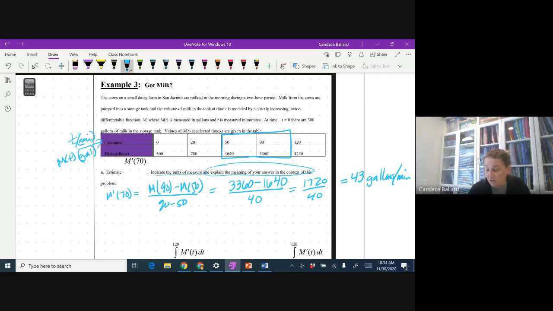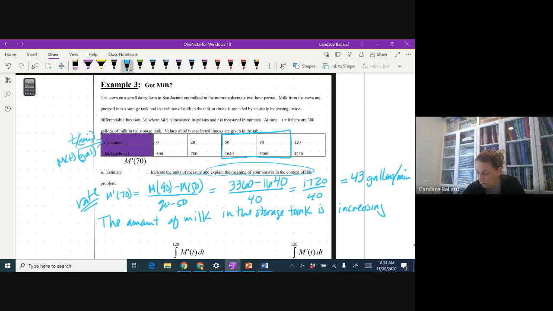So this is the wording that I would use. The amount of milk in the storage tank, because it's a positive number, and this is a rate, right? This was a rate. We would say that it's positive and it's a rate. It has to be increasing by 43 gallons per minute. And you always have to indicate the time.